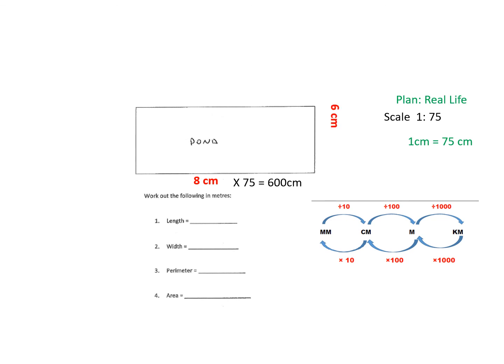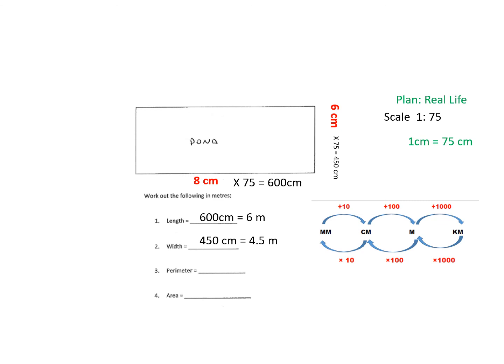Then I'm going to measure the width. The width is 6. If I times that by 75, that will tell me what it is in real life. So the real life width would be 450 centimetres. To give this answer now in metres, I need to convert centimetres to metres, and centimetres to metres, I divide by 100. So I've got 600 centimetres, which equates to 6 metres in real life. Width-wise, I do the same. I divide by 100 and I get 4.5 metres in real life.